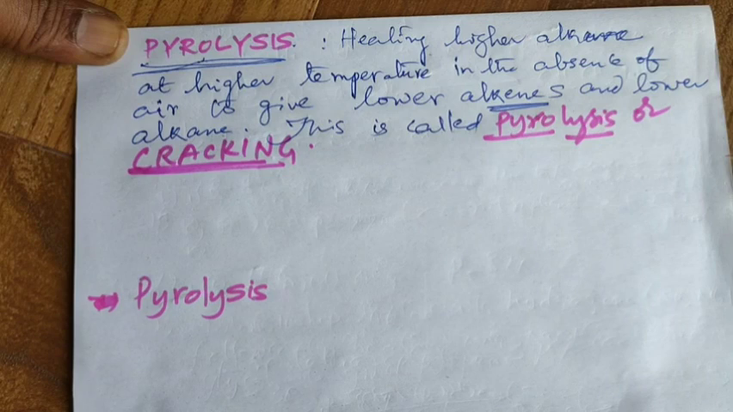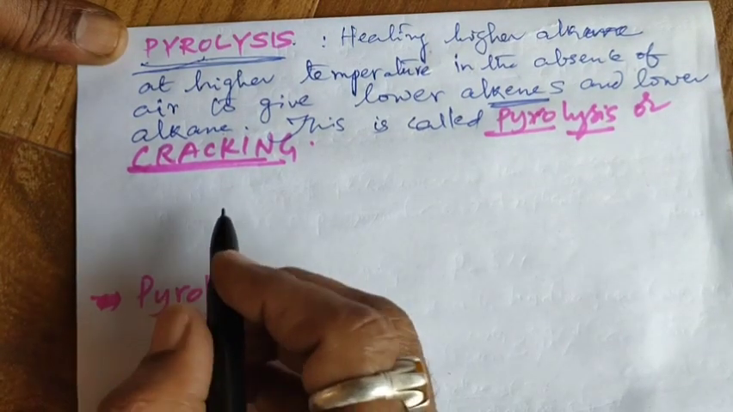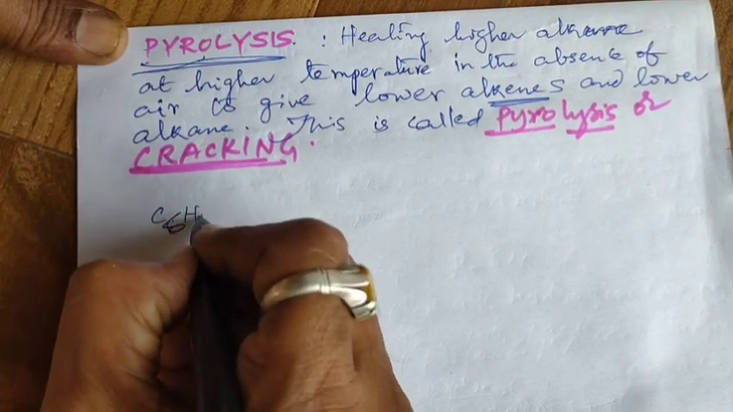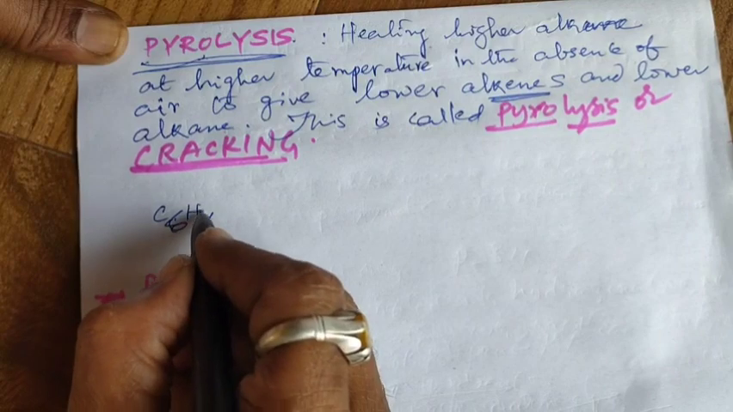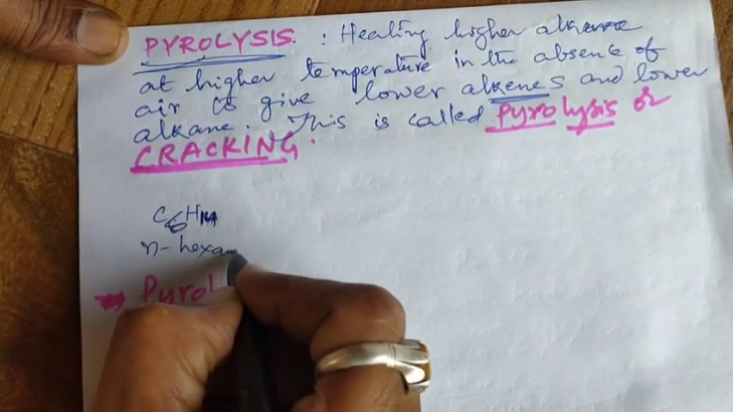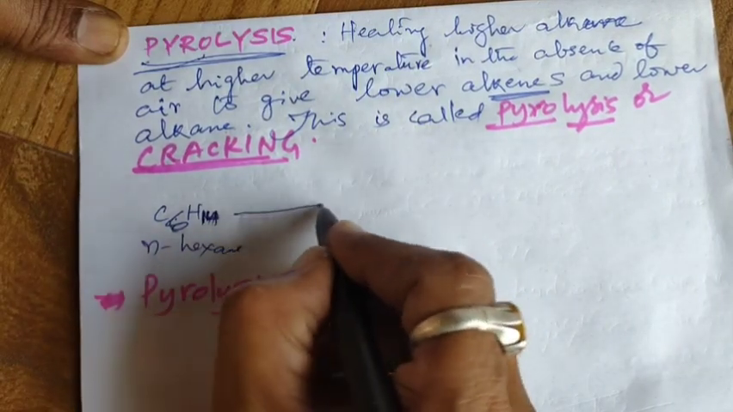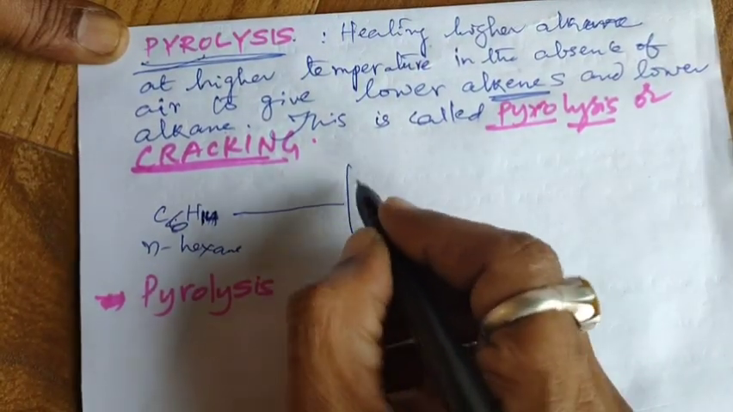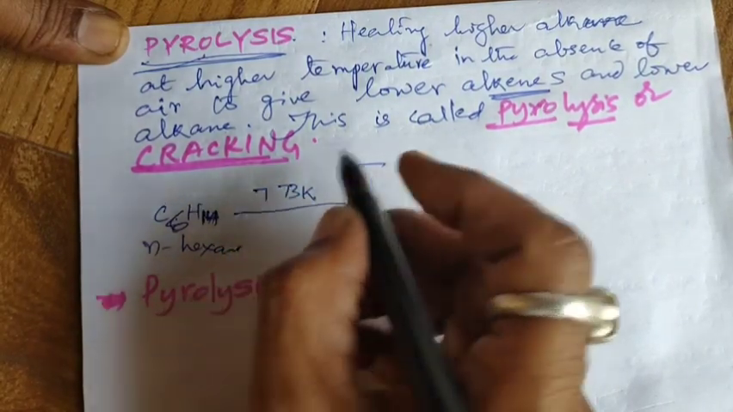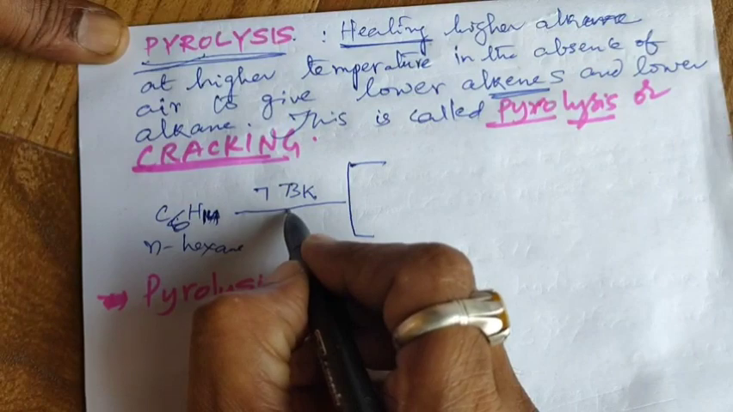Cracking of petroleum gives lower compounds, or a lesser number of carbon atoms in the compound, that is observed here. Let's take an example, C6H14. C6H14 is n-hexane. By maintaining different temperatures or different cleavages, it is not a definite one. So you are maintaining 773 Kelvin. This is heating, very important. Yes, heating in the absence of air.